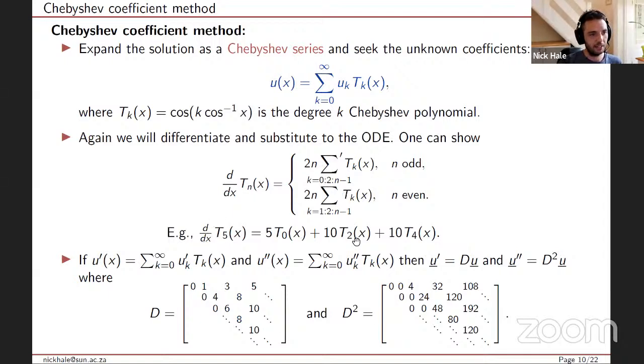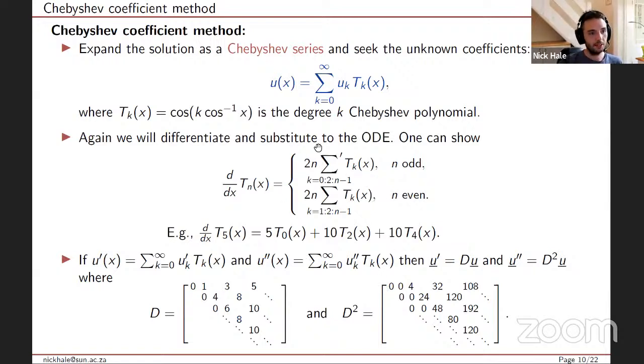So here's an example. If I differentiate T5, that's written in terms of T4, T2, and T0. If I differentiated T10, it would be in terms of T9, T7, T5, and so on down to T1. So this is what we would call a long-term recurrence compared to the short-term recurrence that we saw previously for the monomial expansion. So that's going to have some negative consequences that we'll see in a moment, but that's fine. We have a formula for differentiating each of these terms, and you can do the same thing for the second derivative. I've just not put that on the slide for brevity.